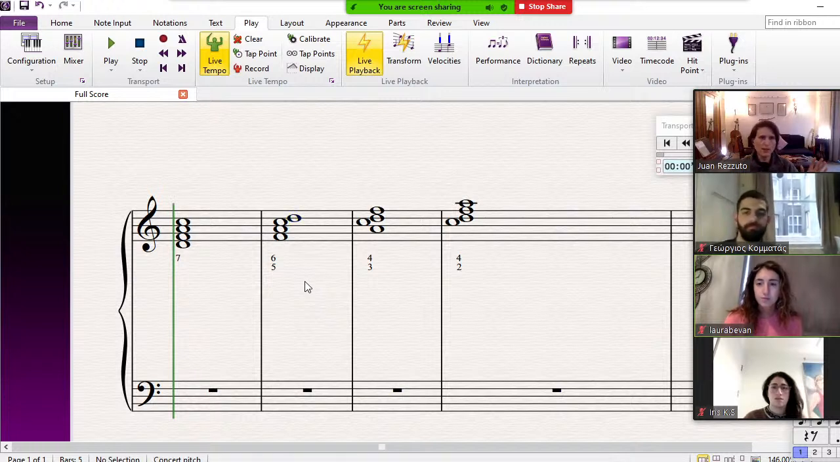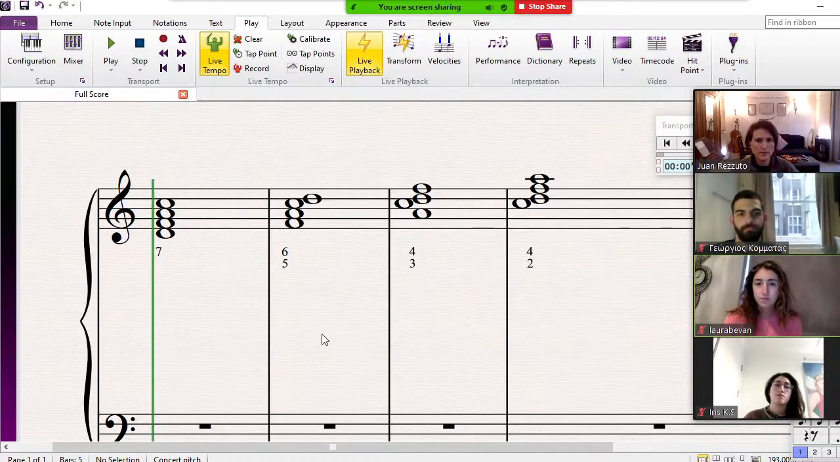Just to clarify, when you name them, it is 7, 6, 5, 4, 3, 4, 2, or 2. And this is how we write them. I took the example of D minor, but it doesn't matter which chord. Also, it doesn't change anything between majors and minors.